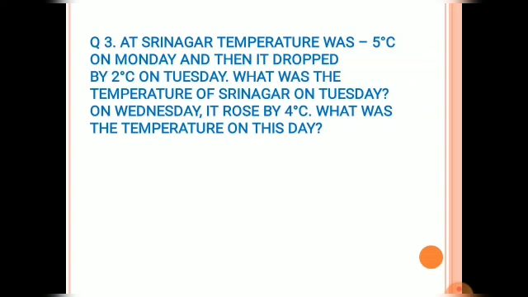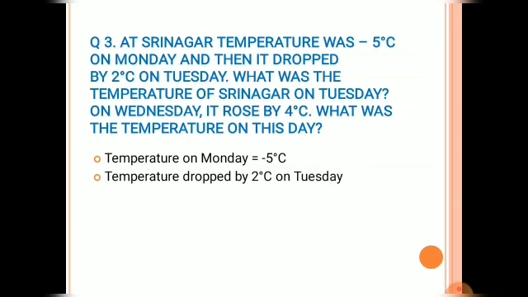Now third question. At Srinagar, temperature was minus 5 degrees Celsius on Monday, and then it dropped by 2 degrees Celsius on Tuesday. What was the temperature of Srinagar on Tuesday? On Wednesday, it rose by 4 degrees Celsius. What was the temperature on this day? Now, the temperature at Srinagar is minus 5 degrees Celsius on Monday, and then it dropped. Dropped by how much? 2 degrees Celsius on Tuesday. So, temperature dropped by 2 degrees Celsius on Tuesday.